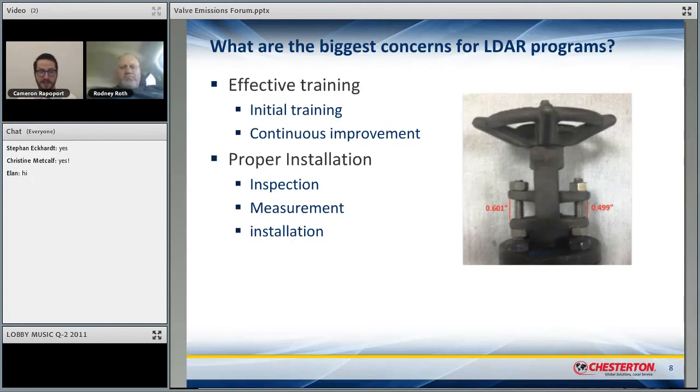Yeah, and you can see that. You know, I pulled this example valve from something you did, Rodney, where that packing gland's probably tight, but it's cocked, and that's going to be an ineffective seal.